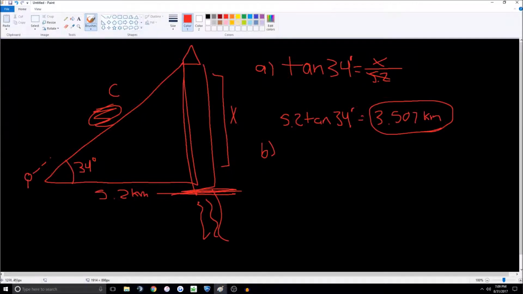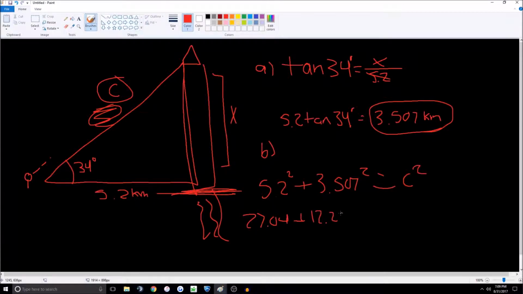Now that we have that, we're trying to figure out the hypotenuse, and we're going to use the Pythagorean theorem. So we take 5.2, square it, and add it to 3.507 squared, and that'll equal c squared. 5.2 squared is 27.04, and we add that to 12.299, which is what 3.507 squared is, and that ends up being 39.339.